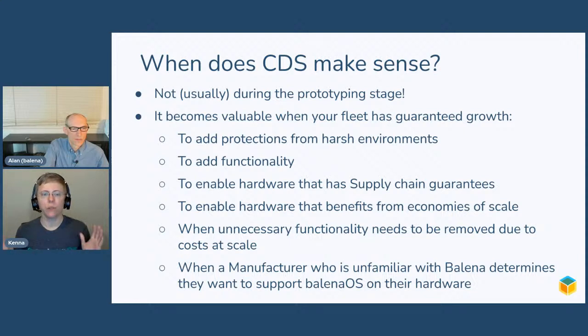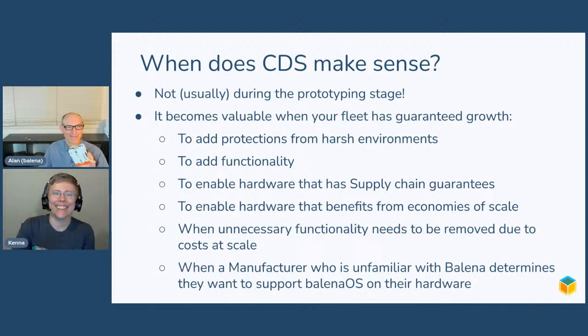So if any of this sounds worrisome, most people aren't doing this until they've gotten to a point where they know their fleet is going to grow significantly, or there are just certain things that they require that they can't get from commercial off-the-shelf hardware. Some of those, like with the Revolution Pi, are adding protections from harsh environments, and adding functionality. The Rev Pi has certain functionality specific to manufacturing processes that's really helpful and that you won't get off of a standard board.